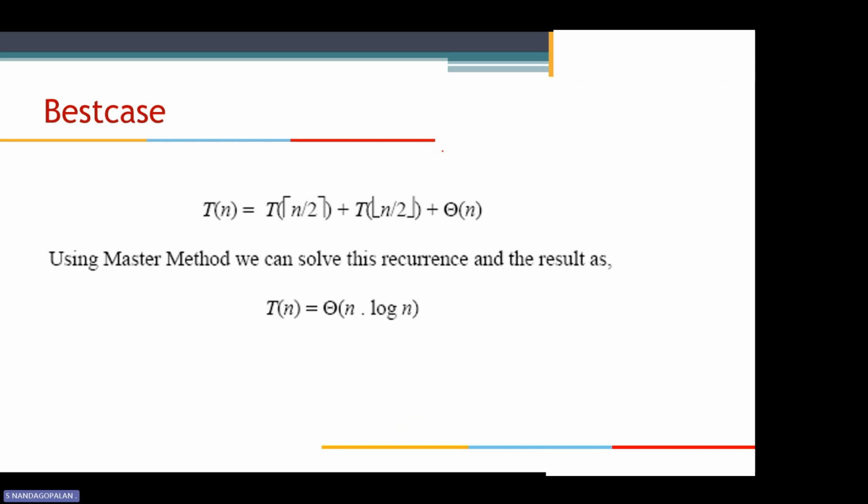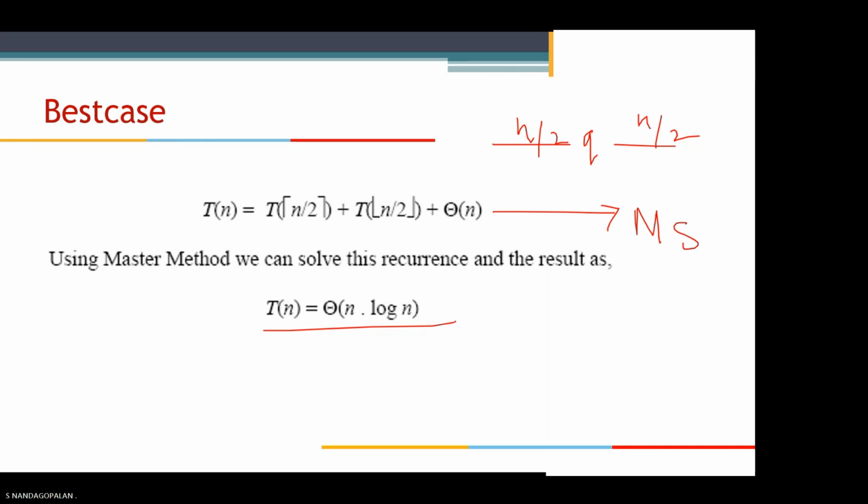Best case, equal. My pivot is placed in such a way that I have n by 2 on one side, n by 2 on the other side. Fantastic. So it's 2T(n/2), theta of n for partitioning. So it is the same as merge sort. So copy and paste. So n log n is the one which we have derived.